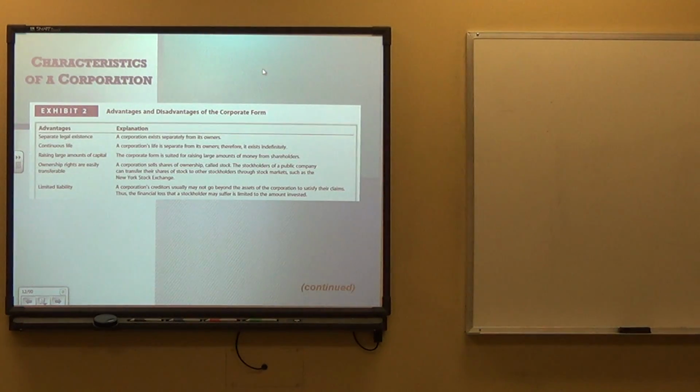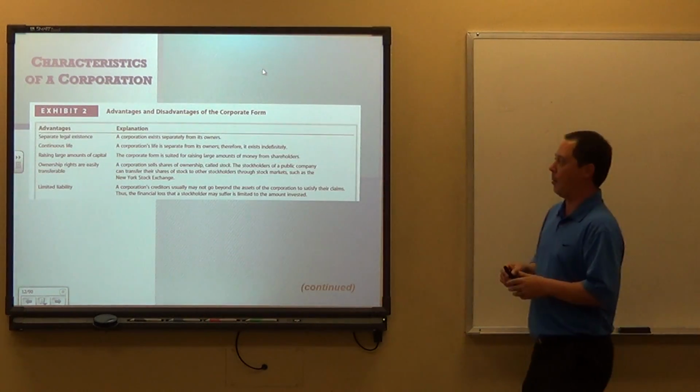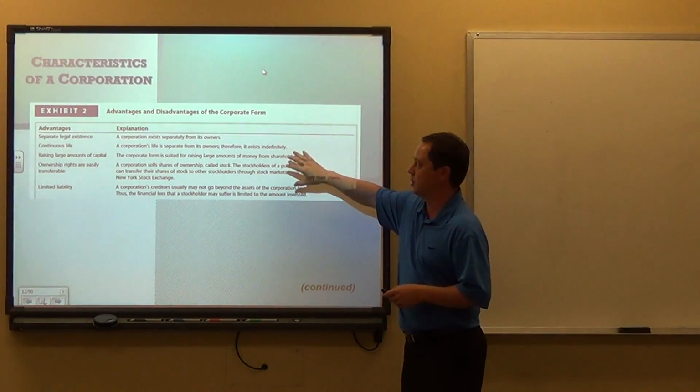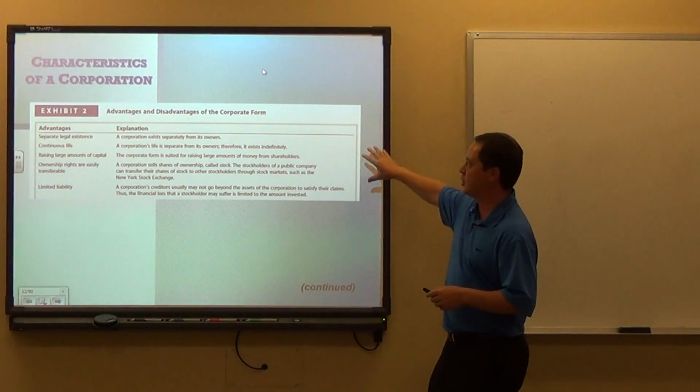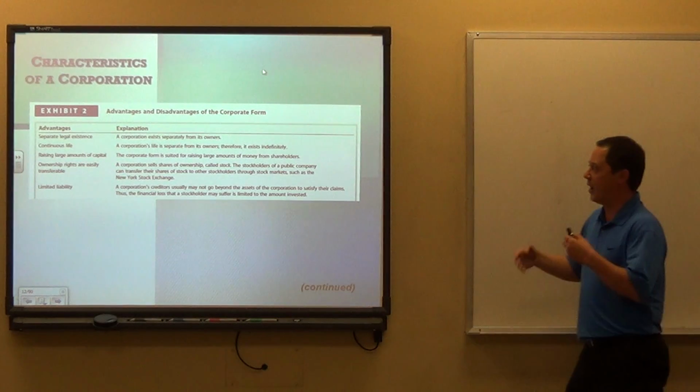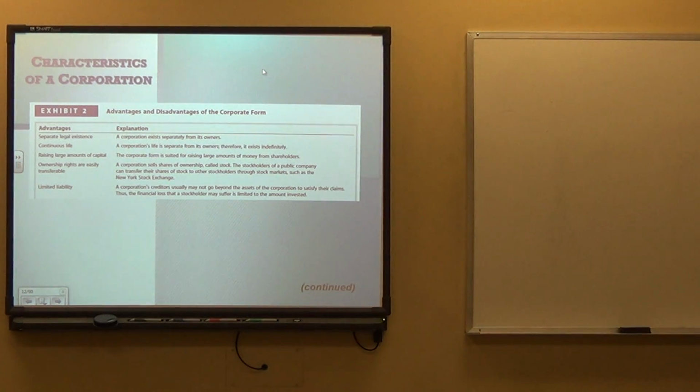So that, again, there's double taxation that can be a problem with that. We'll talk about some of those things. So there's some of the advantages and disadvantages. This is in your book here, but some of the advantages, obviously, it's a separate legal existence there. We also have its continuous life.